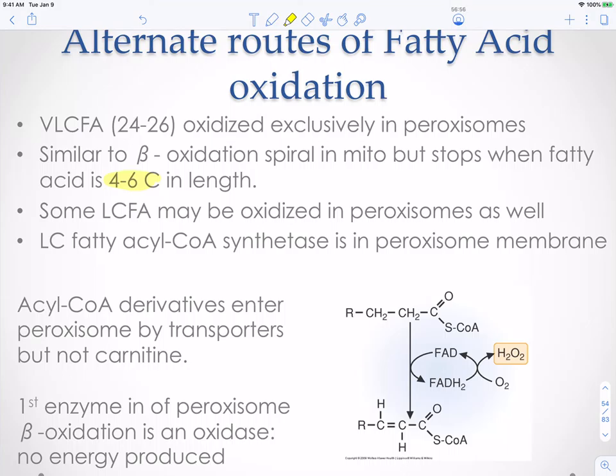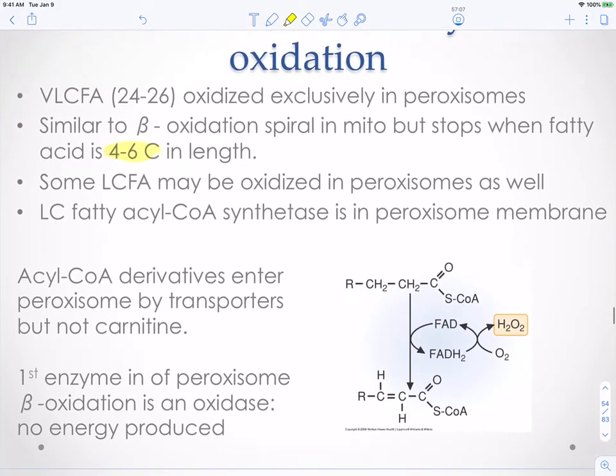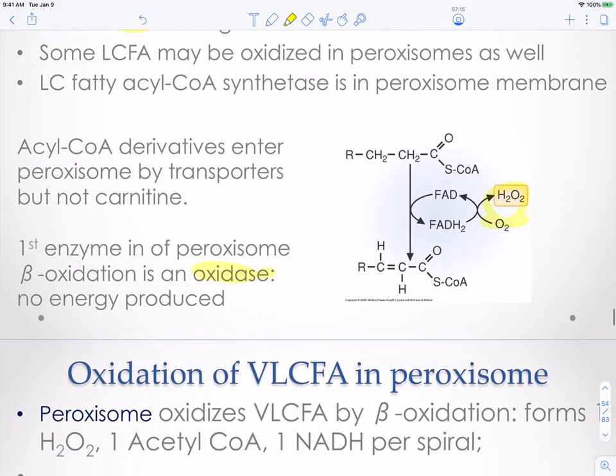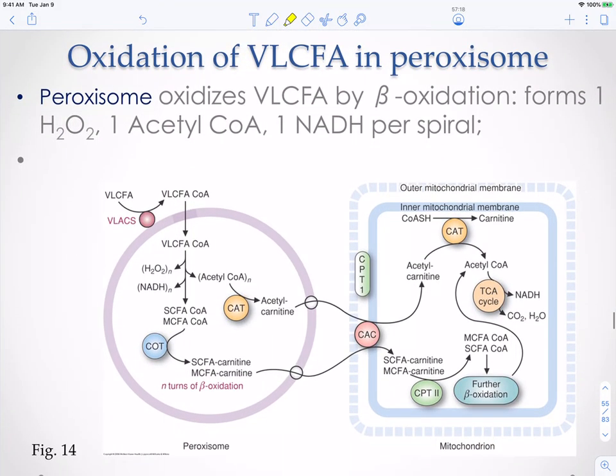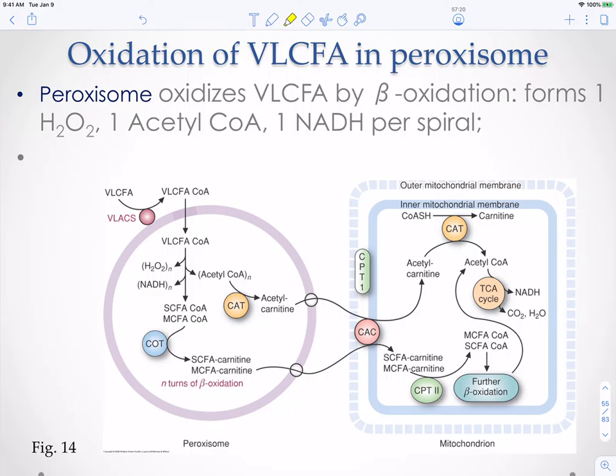Long chain fatty acyl-CoA synthetase is in the peroxisome membrane. So your acyl-CoA derivatives are also going to enter the peroxisome by transporters, but they don't use carnitine. The first enzyme in the peroxisome is an oxidase, and so that's going to generate your hydrogen peroxide. So this is just a picture from your book, and so the peroxisomes form, instead of FAD, one hydrogen peroxide, one acetyl-CoA, and one NADH per spiral.